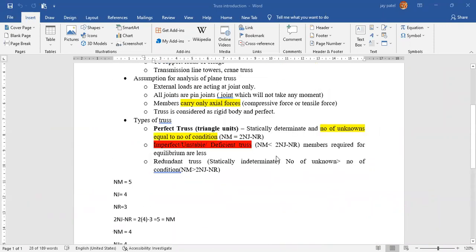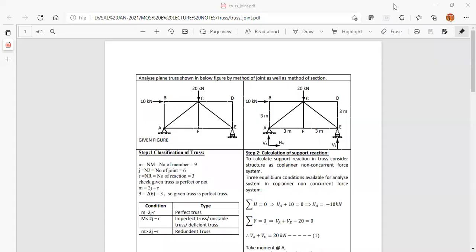Any question? Now the screen is visible. His screen is visible. Please confirm it.